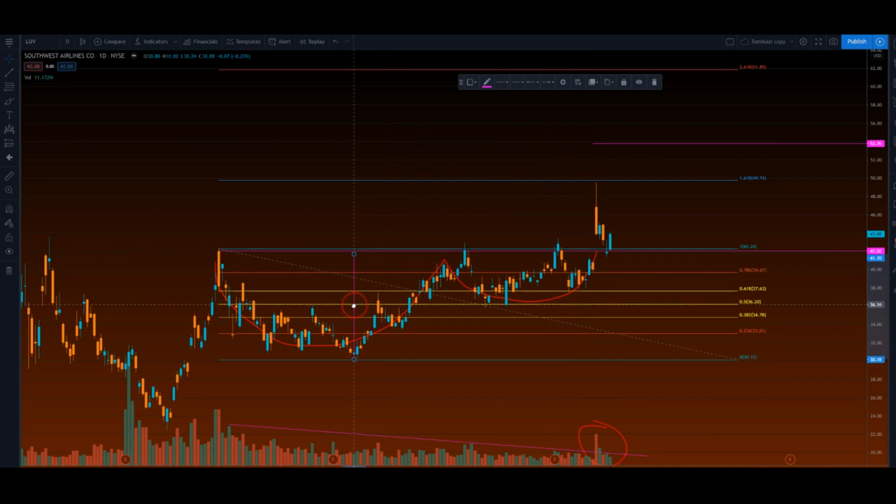like the cup and handle, was measure the base to the top here. So top to bottom, and then I put that on the neckline up here, and that's how I get my target area. Now, that's the simplest version of it.